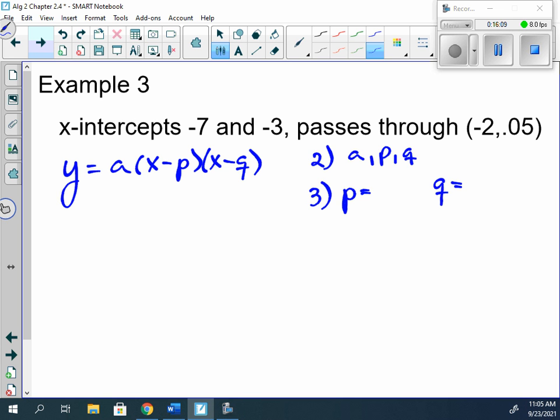Because here, we're doing x minus p and x minus q, yes? Can I multiply any two things in any order? So does it really matter which one I pick as p and which one is q? No. Because we can say one of them is -7, the other is -3. Because no matter which one I plug it in, we can flip them either way. One of them is going to be p, one of them is going to be q.